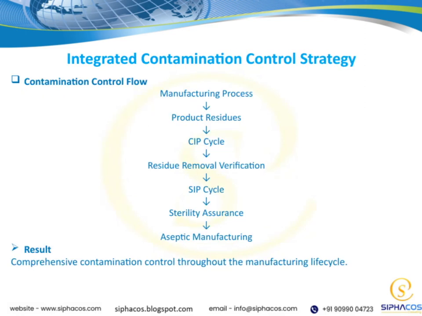Let's walk through an integrated contamination control strategy, a step-by-step flow that keeps manufacturing safe and clean. It starts with the manufacturing process itself, where product residues can build up. Then comes the cleaning in place cycle, designed to remove those residues. After cleaning, we verify that the residues are truly gone. Next, the sterilization in place cycle kicks in, ensuring sterility. Finally, aseptic manufacturing takes place, maintaining that sterile environment. Together, these steps create a comprehensive barrier against contamination throughout the entire manufacturing lifecycle.